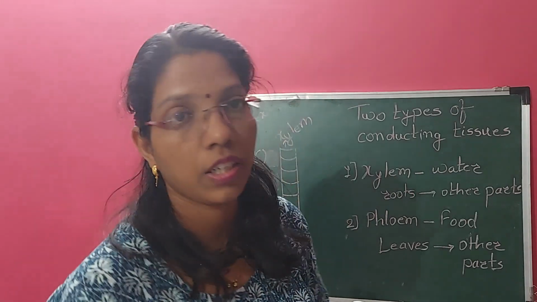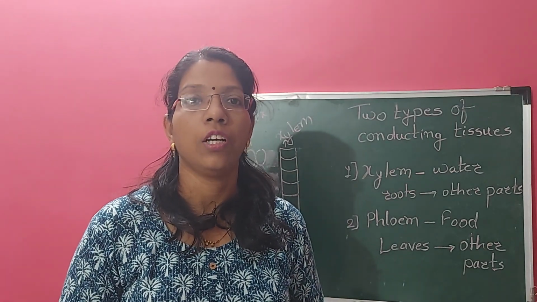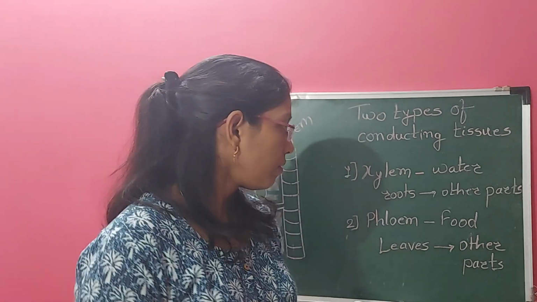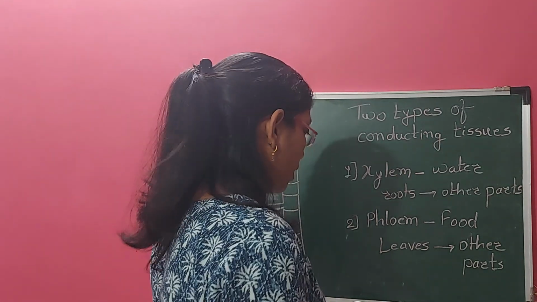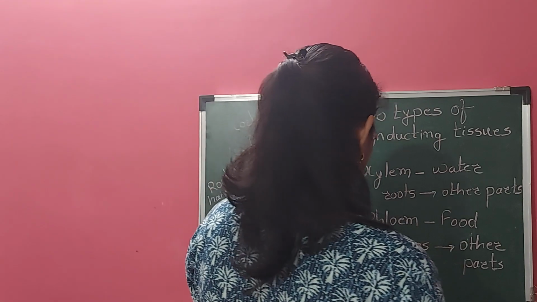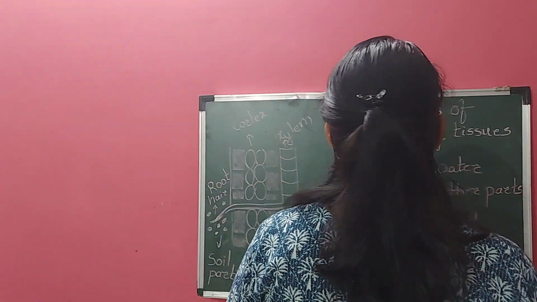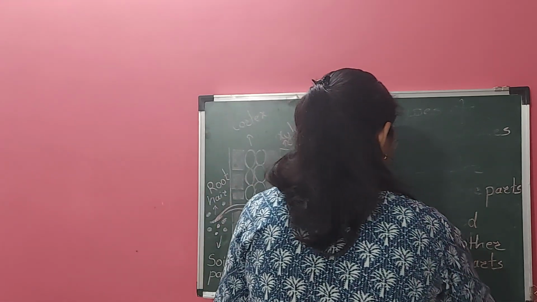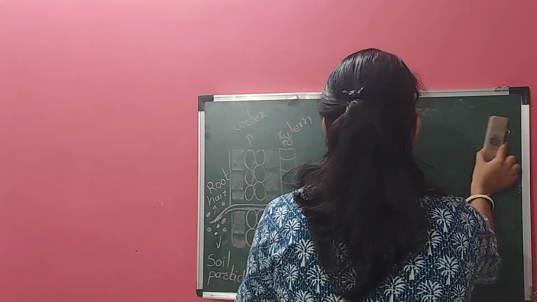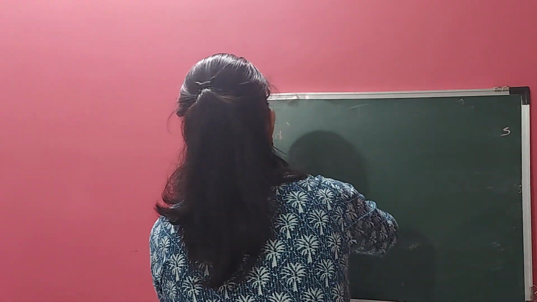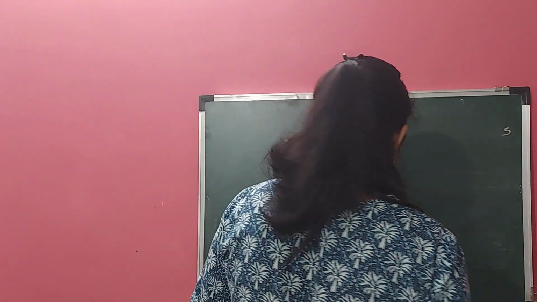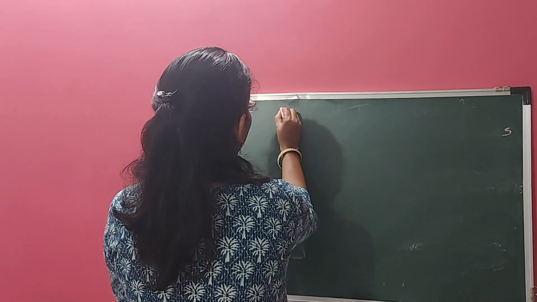Now we have seen the conducting tissues in plants. The next part of the chapter is transpiration.